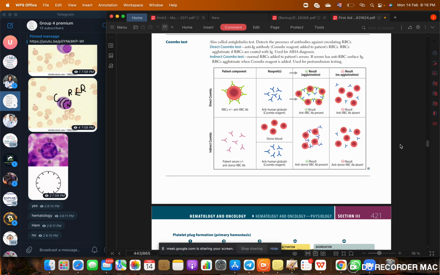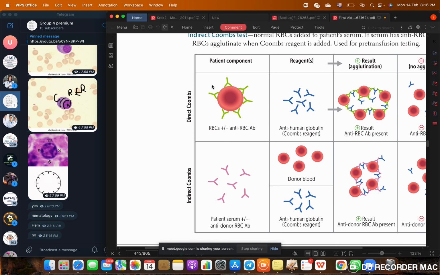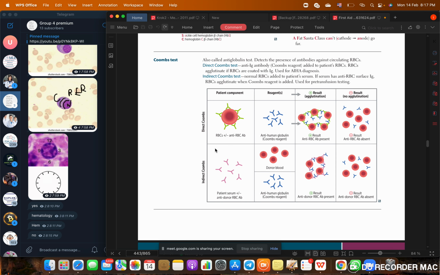If you did not understand that, to make it simple for you, if the antibodies are stuck onto the RBCs, we do a direct Coombs test. If the antibodies are in the serum, we do the indirect Coombs test. Indirect in the serum, direct on the RBCs. Whenever there is agglutination, it's a positive reaction. No agglutination, no reaction. We always need to use a reagent, which is an anti-human globulin.